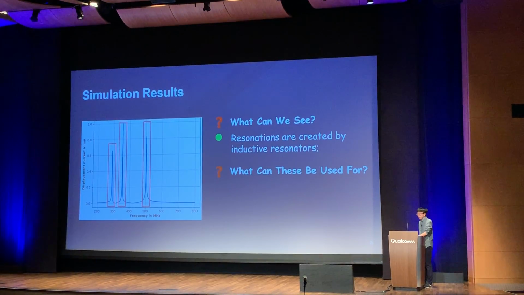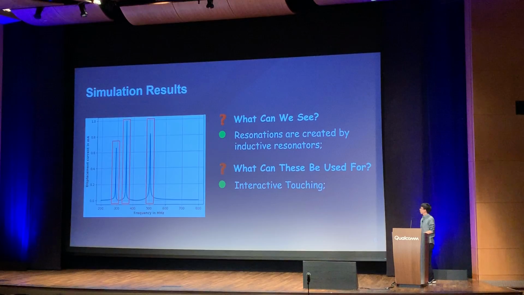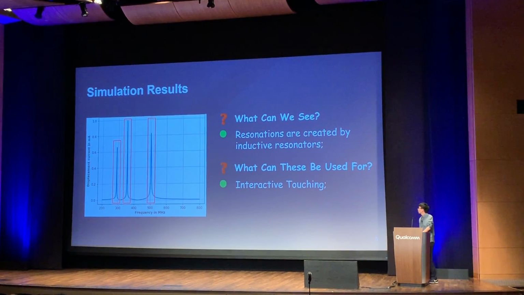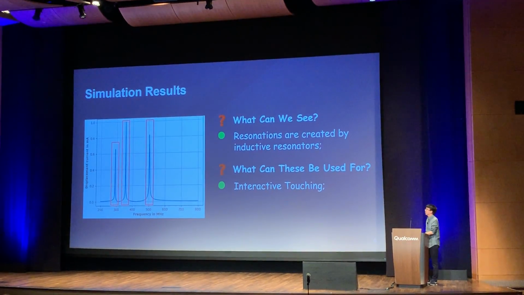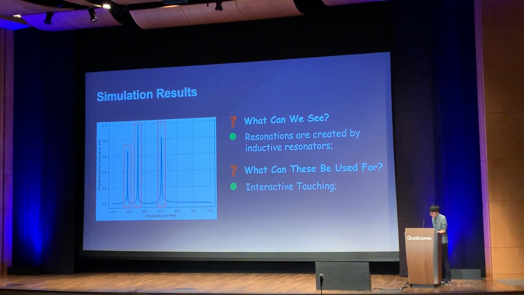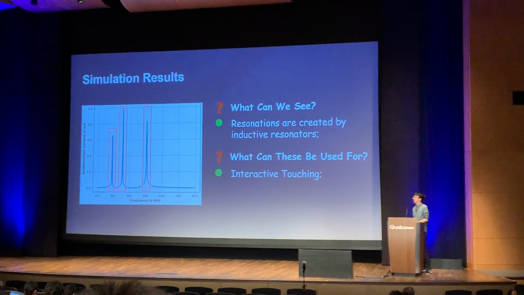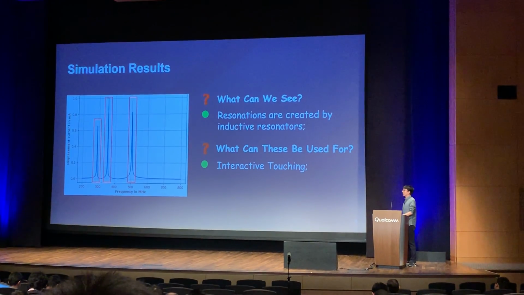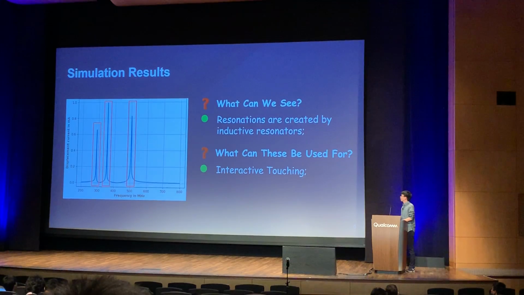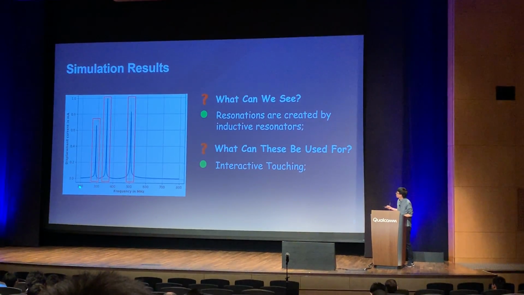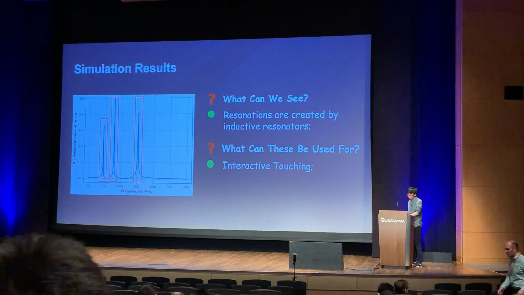So the second question may be more interesting: what can we use this for? The first aspect I want to mention is called interactive touching. By touching this resonator, what we do essentially is disturb this over-the-air capacitive coupling or electric field. By detecting the change of such electric field, which means the resonance frequency, we can detect such fine-grained touching ubiquitously.